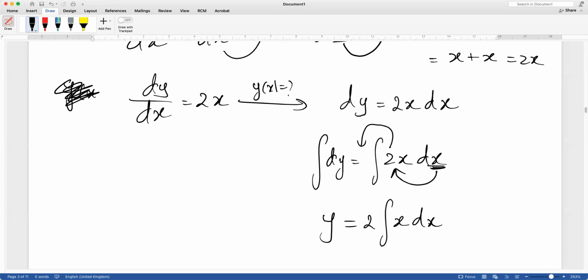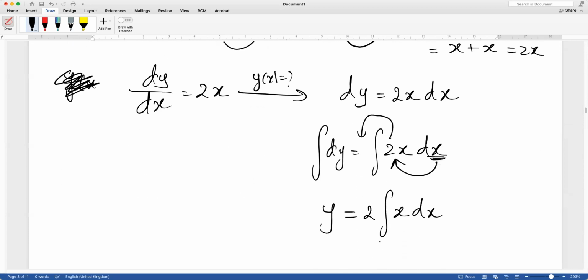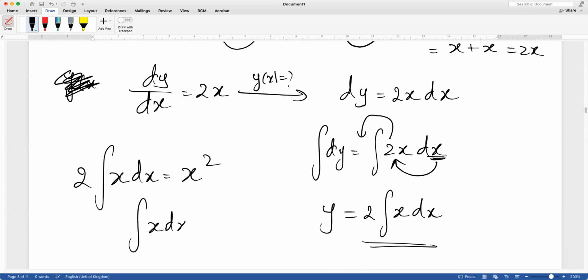Is that okay? Yes, sir. But we know that we started with the x squared. So eventually we are looking for this answer to be x squared. Do you get that? Yes, sir. 2 integral x dx is actually equal to x squared. So that means integral of x dx is actually x squared over 2.